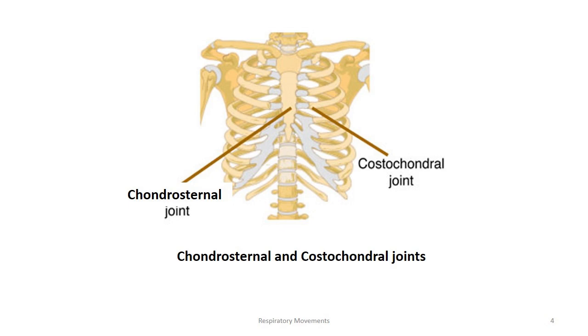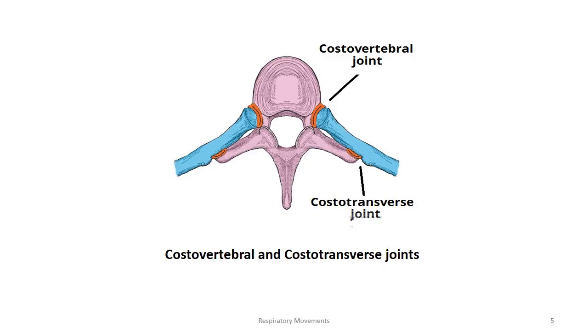The joint on the left hand side is chondrosternal joint. The joint between the cartilage of the rib and the sternum is known as chondrosternal joint. And the joint on the right hand side is costochondral joint. The joint between the cartilage of the rib and the rib is known as costochondral joint. Now the next two are the most important joints for respiratory movements. One is costovertebral joint and the second is costotransverse joint.